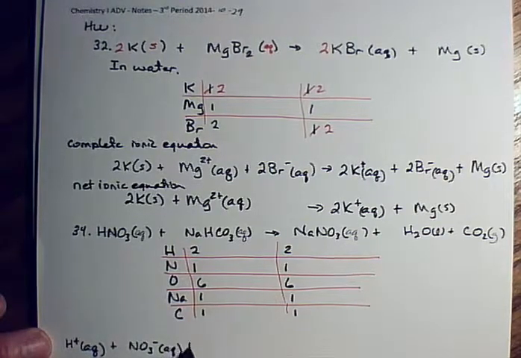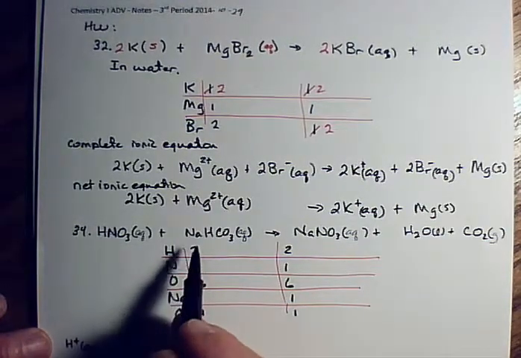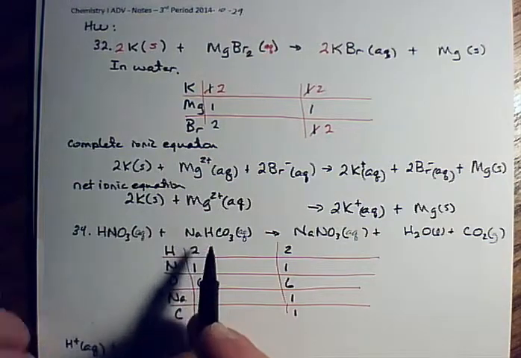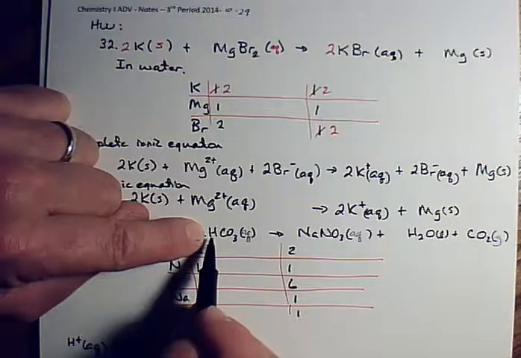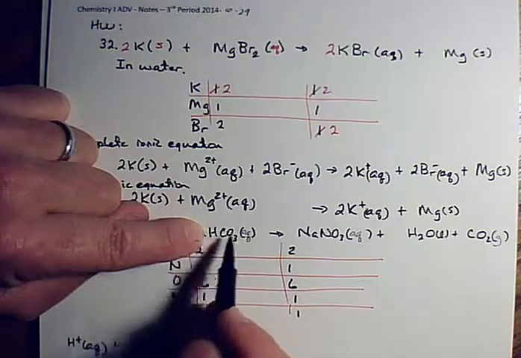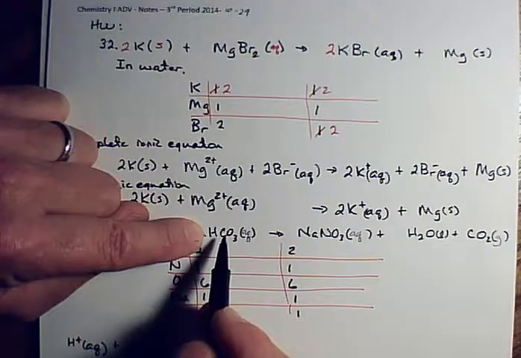All right, so I split it up. And here, I've got sodium. And if you didn't know, you should look this up. That's called a bicarbonate ion. Okay, HCO3 is a bicarbonate ion. Look it up on your common ions list.